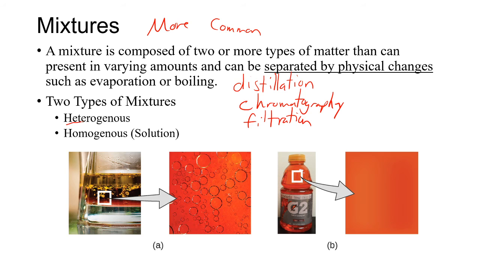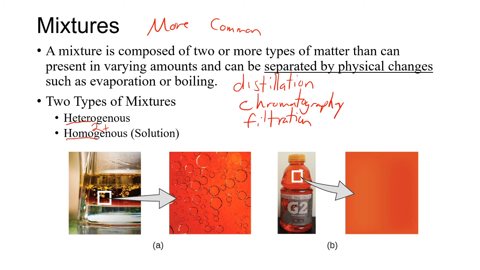If we think of prefixes here, because that's really the only thing that separates these two words, hetero versus homo. Hetero usually means two or more. That's usually two or more layers, or you can identify two or more distinct phases in that state of matter, or in that mixture.